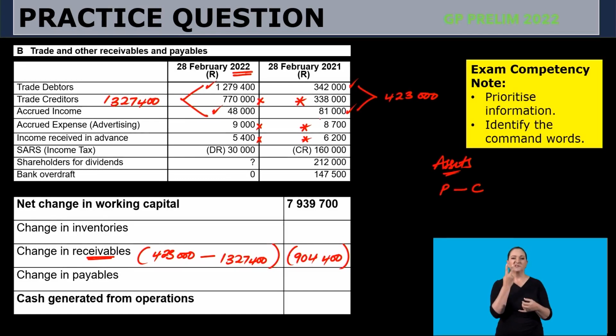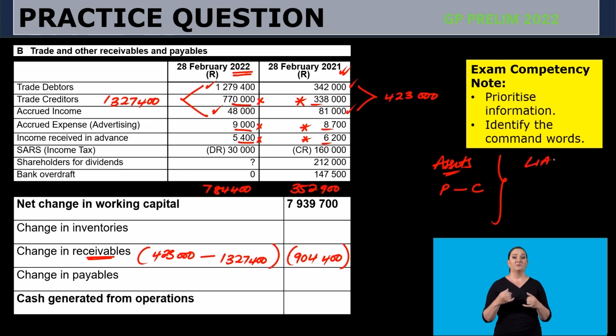Let's begin to add how much it was in 2021. So we'll say our 338 plus the 8.7 plus the 6,200. And that will give you 352,900. So yes, 352,900. That is for 2021. In 2022, we are now saying our 770 plus 9,000 plus 5.4. All right. And then that is going to give you 784,400. Now we understand that with assets, it's previous minus current.